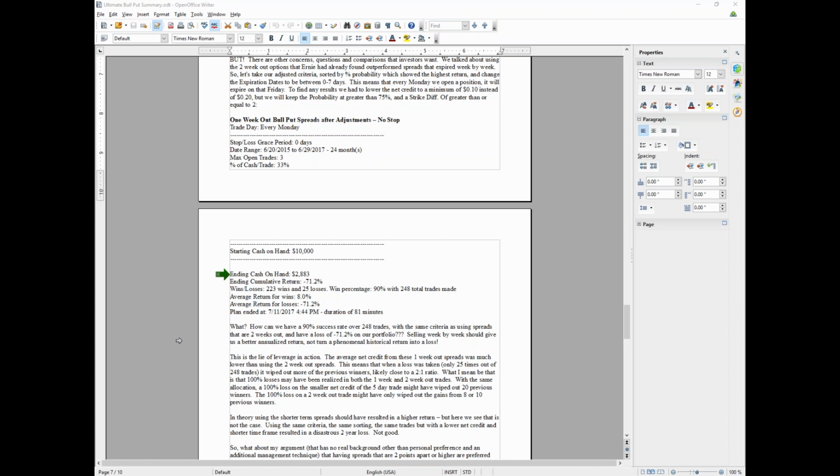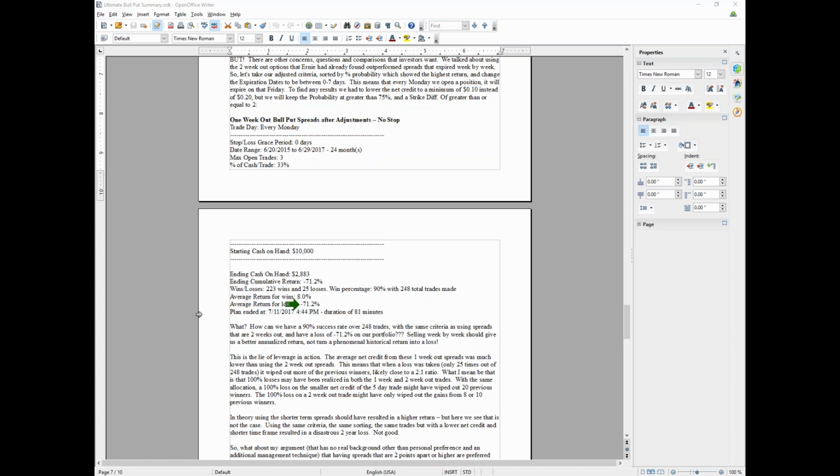There were 223 wins, but 25 losses. The win percentage was 90%, but the average return on the wins was only 8%, and the average return on losses was 71.2%, because the positions were getting cleaned out much faster. Still, with a 90% win rate, the average losers on the 1-week spread, you're losing more.